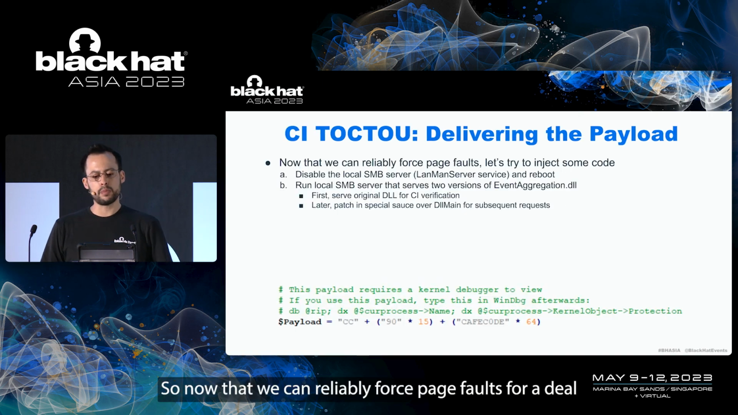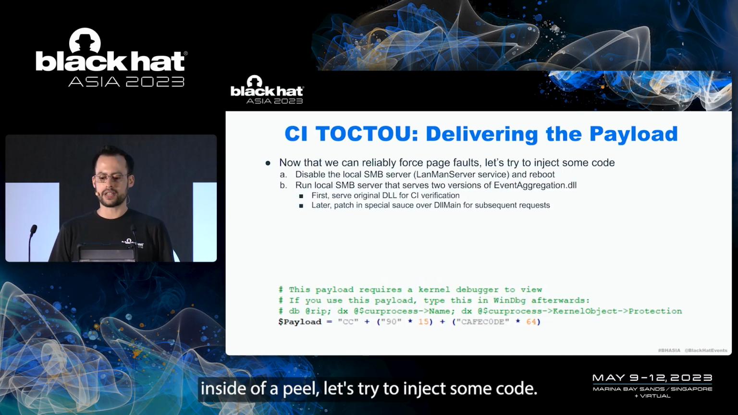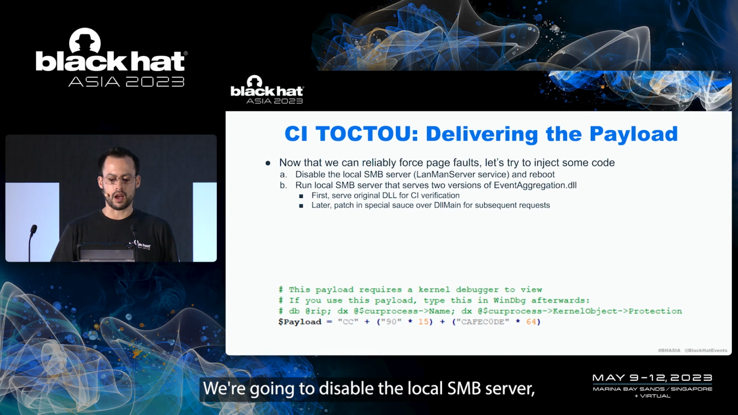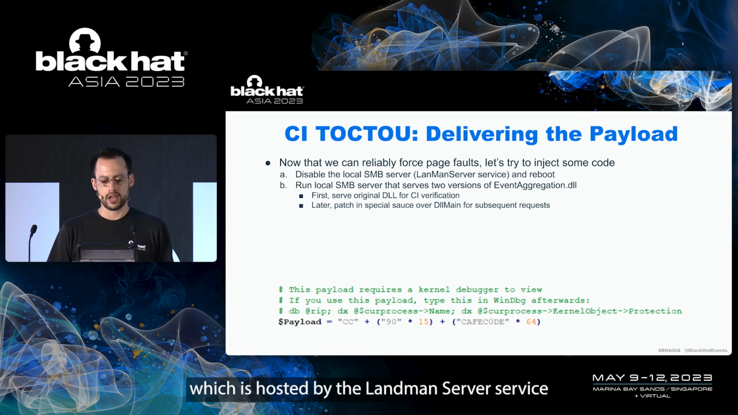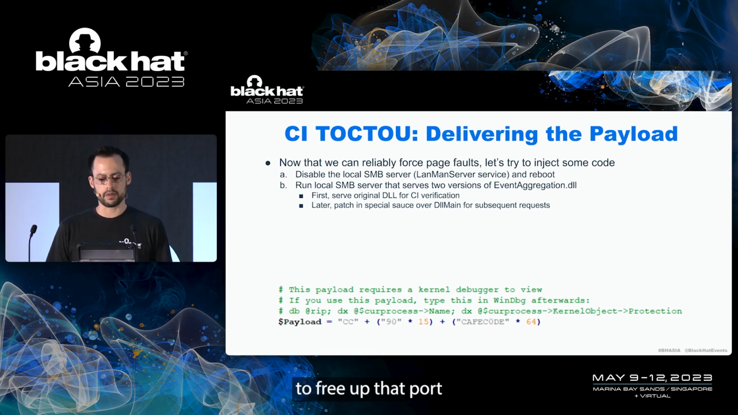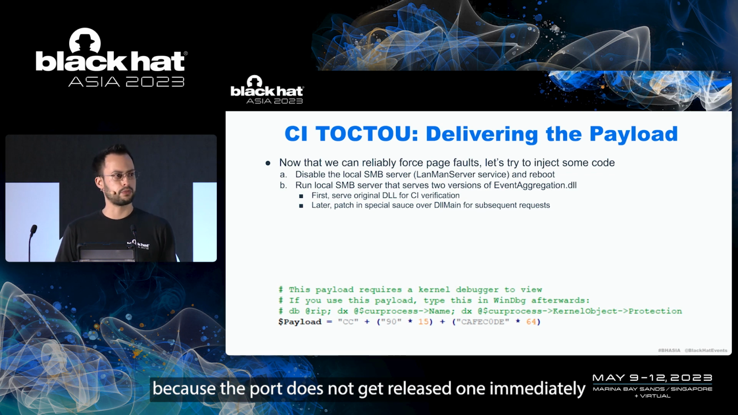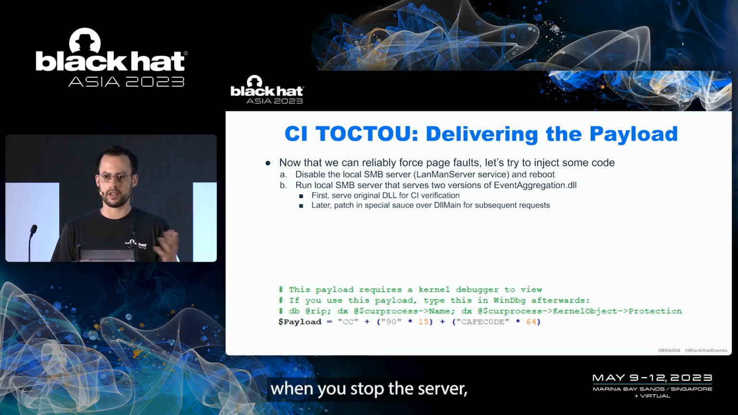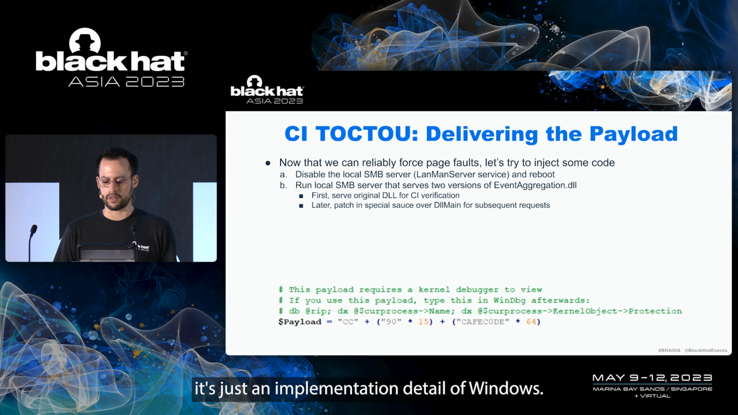So now that we can reliably force page faults for a DLL inside of a PPL, let's try to inject some code. We're going to disable the local SMB server, which is hosted by the LanmanServer service, and then restart the machine to free up that port, because the port does not get released immediately when you stop the server. It's just an implementation detail of Windows.